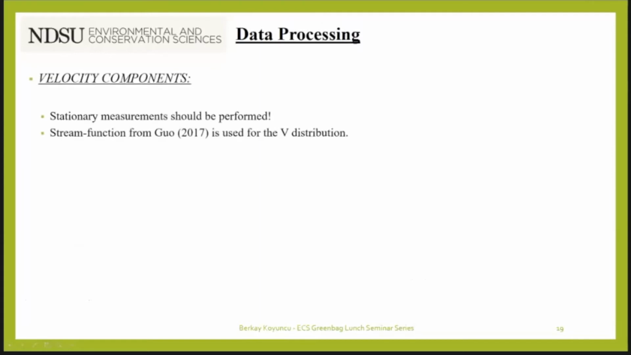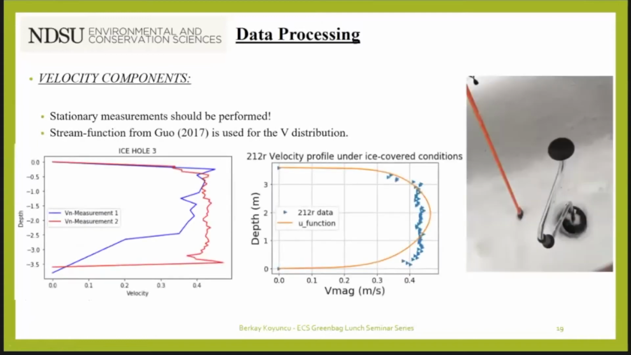So for winter measurements, as you can guess, it's not possible to take a cross-sectional measurement. So we had to find another method that I have just mentioned in the literature. Guo has suggested a method. For that, basically, we're doing a stationary measurement.